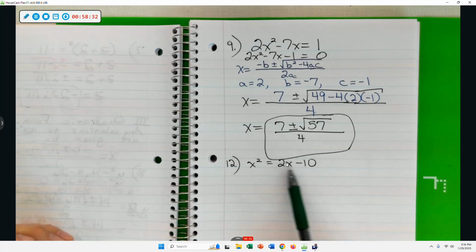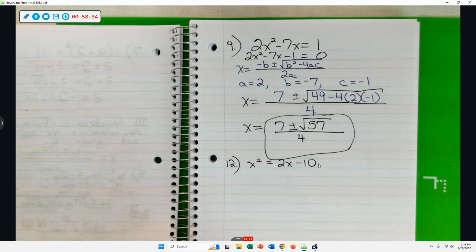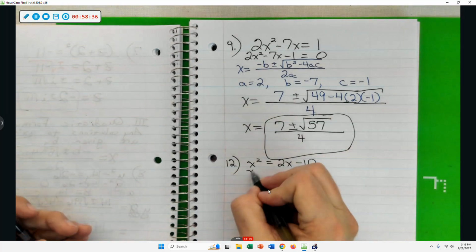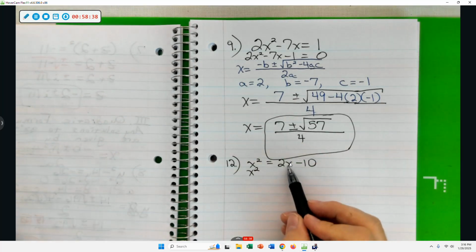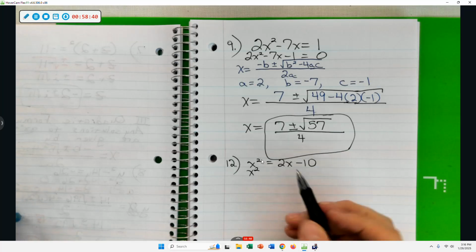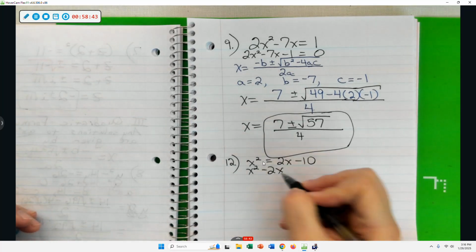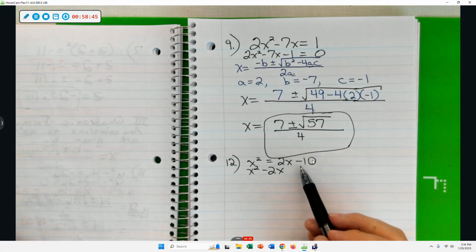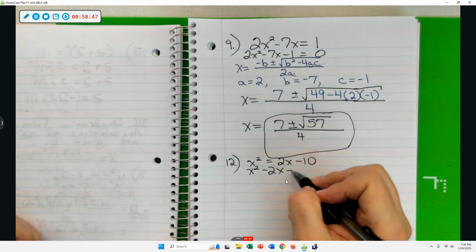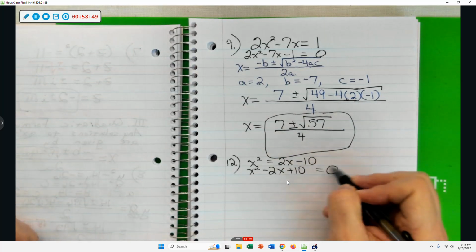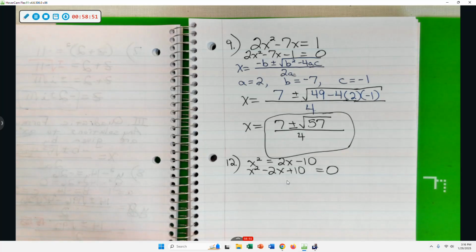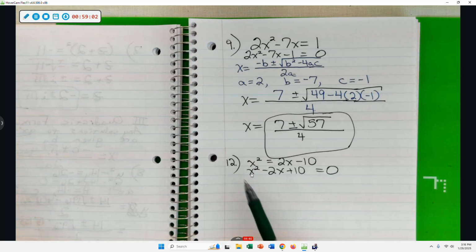I'm going to get the 0 on the right-hand side. I'll have an x squared. I'm going to move that 2x over by doing what? Subtracting. So we have a minus 2x. What am I going to do about that minus 10? Add 10, good, to give me that equation there. When you're moving the terms around to get 0 on one side, make sure that you keep the leading coefficient positive.